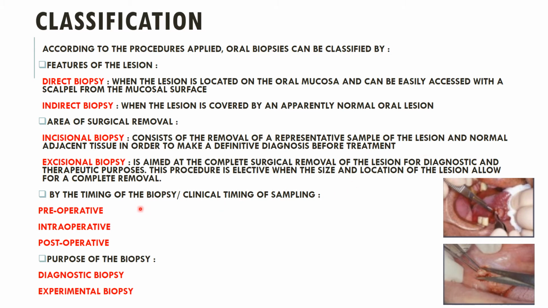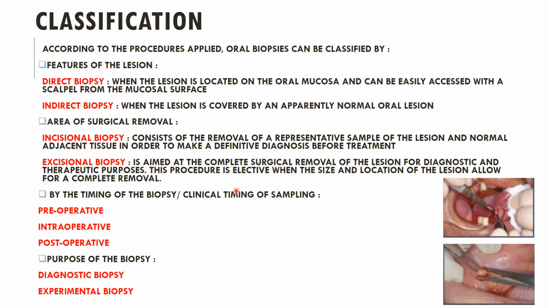So that is your incision. You're just making an incision, taking a smaller part of that lesion, and then you're suturing that area again. Then the excisional is aimed at the complete surgical removal of the lesion. You're completely removing that lesion. Because of that, it becomes a curative type of biopsy, for diagnostic and therapeutic purposes.